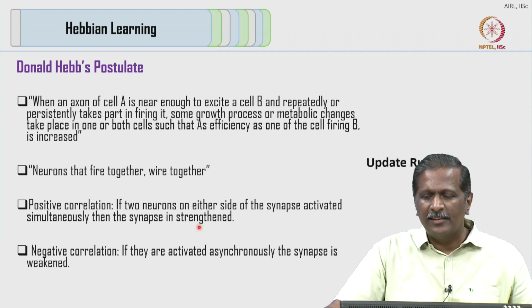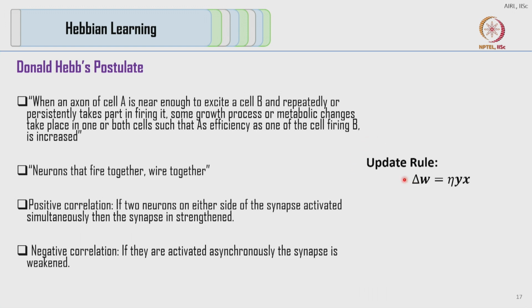Right? So, with this we can come up with a simple update rule. The change in weight is a function of eta, where eta is nothing but the learning rate, y is the output of the neuron and x is the input of the neuron. If x and y are similar, the weights get strengthened further. If y and x are different, the weights are weakened further.